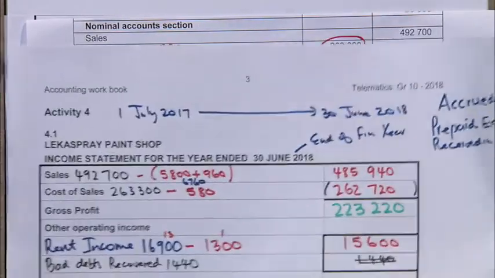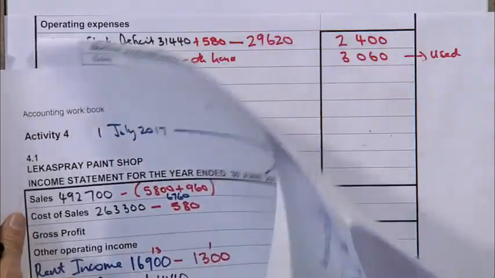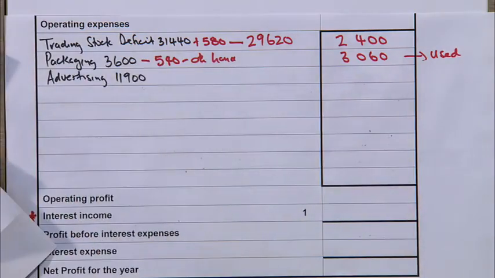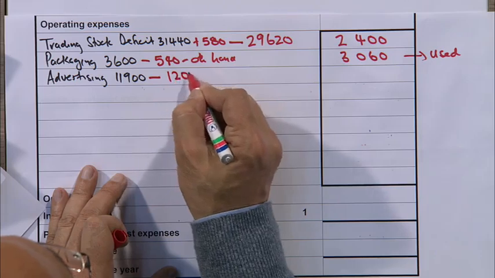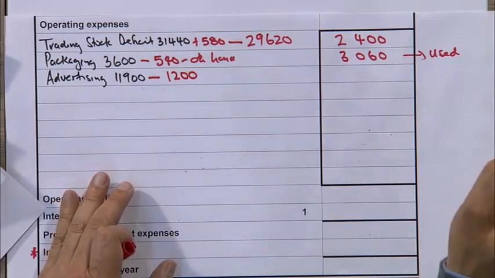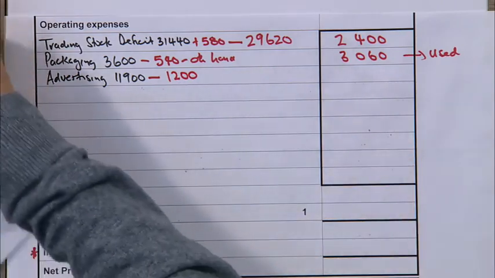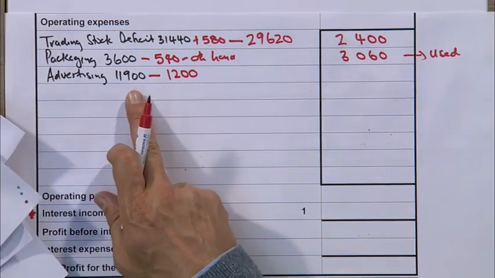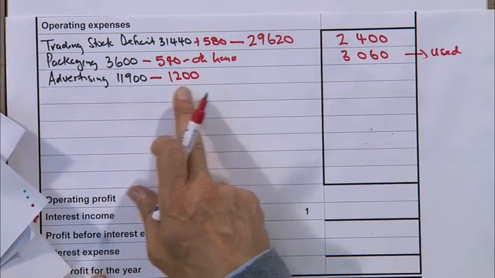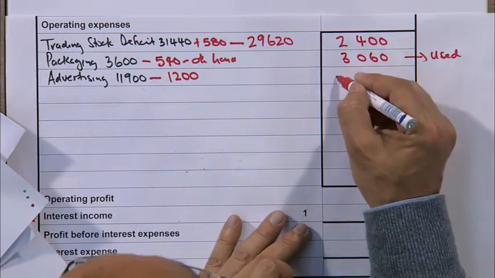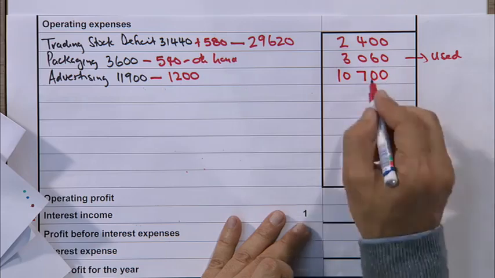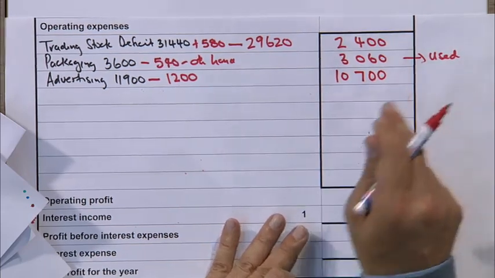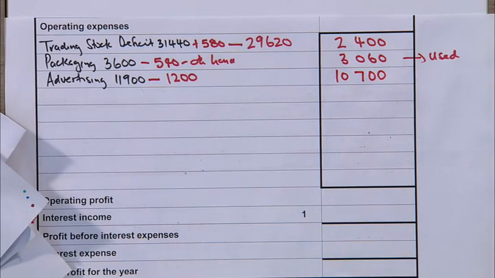Now you have to be careful, grade 10s, you only have to minus the month that does not belong to this financial year, which means you only have to minus one advert, because that advert is applicable for July and it doesn't belong to June. Right? So it's going to be 11,900 minus 1,200, which gives you 10,700. So the advertising expense for the year is 10,700. Okay, which made it easy.